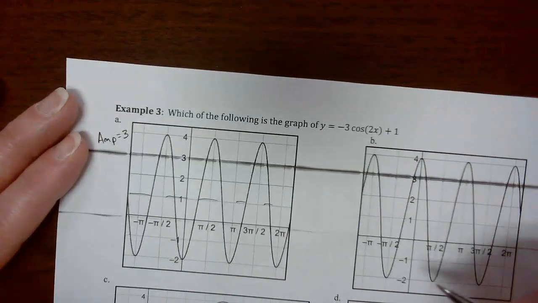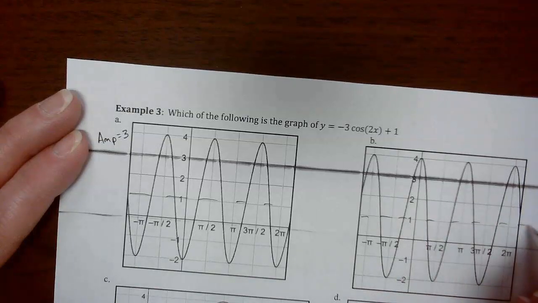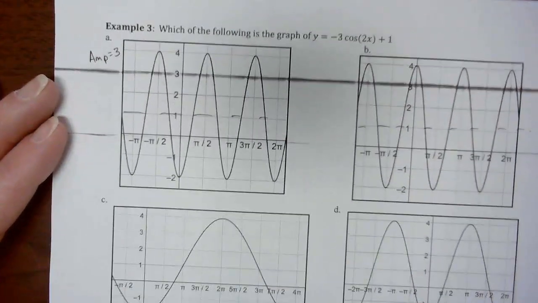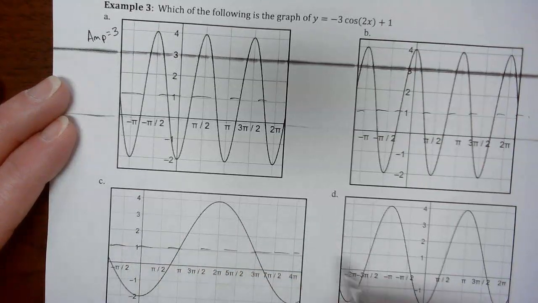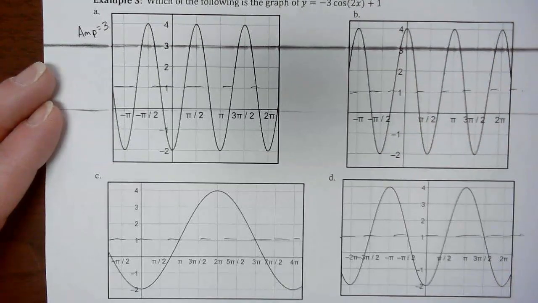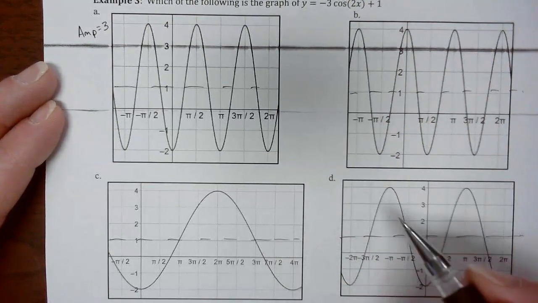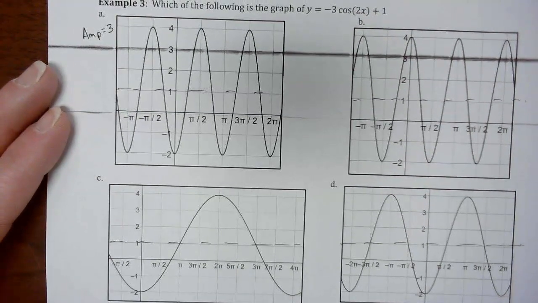So that's a contender. This one is also going from -2 to 4. So both of those are contenders. Oh, they all have a center line at 1. Okay, so that didn't help. Also, they all have an amplitude of 3. Okay, well, that did not narrow it down.